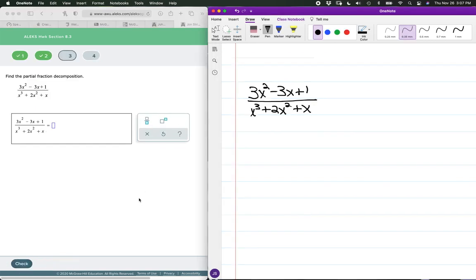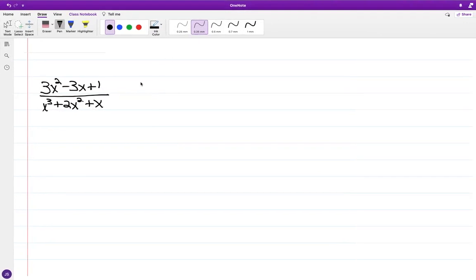Okay, in the third item, we're looking at finding the partial fraction decomposition of this particular ratio, whereupon we have 3x squared minus 3x plus 1 all over x cubed plus 2x squared plus x. So if I look at factoring what is in the denominator, the greatest common factor is going to be x. So you have x times the quantity of x squared plus 2x plus 1.